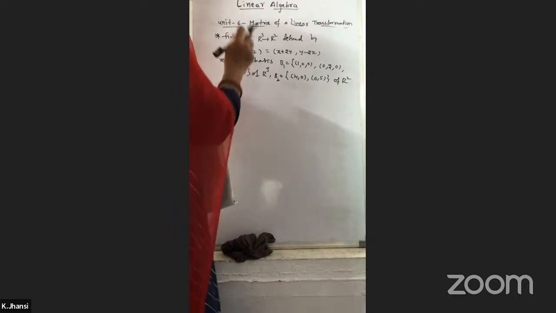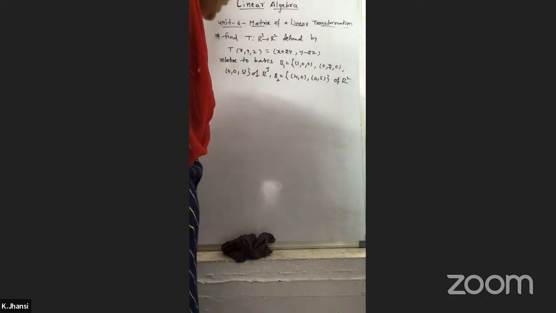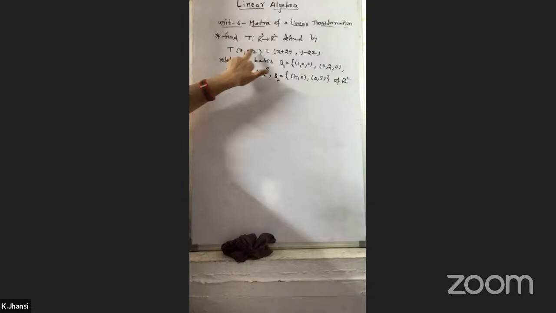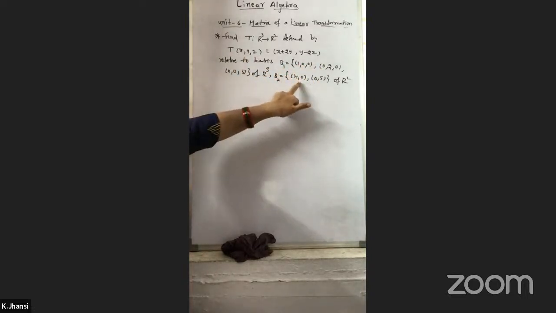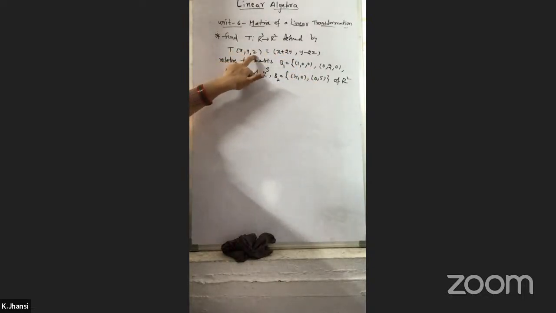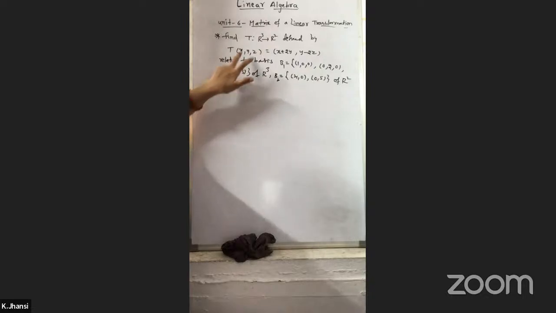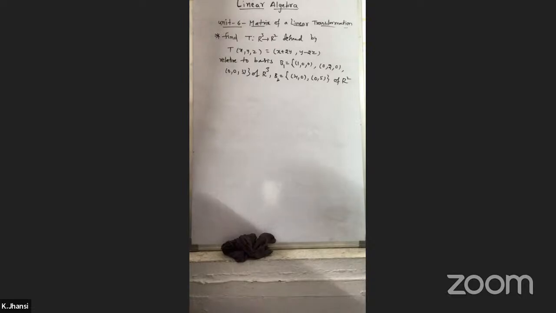Now we have to find the matrix of the linear transformation for this one. Find T: R3 to R2 defined by this one. With the help of this basis, we have to find the relation. You can take the basis B1 as small b1, b2, b3, and the basis B2 as c1 and c2. These values you substitute here as x, y, z, then you get the values of T. When you substitute these 3 elements, you will get 3 different values, and with the help of that you frame the matrix for the linear transformation.